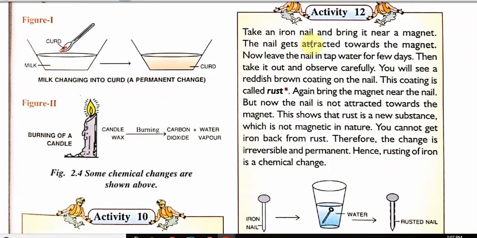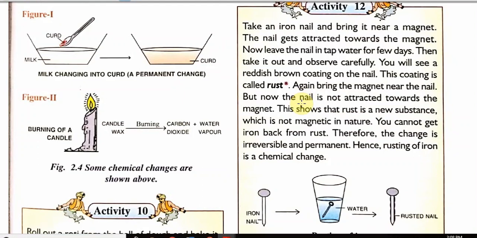Let us check this activity number 12. Take an iron nail, bring it near a magnet. The nail gets attracted towards the magnet. Now leave the nail in tap water for a few days, then take it out and observe carefully. You will see a brown coating. This is called rust. Now this rusting causes a chemical change, and if you bring a magnet towards this rusted nail, it is not attracted. It means the composition of the iron nail has been changed, so this is a chemical change.